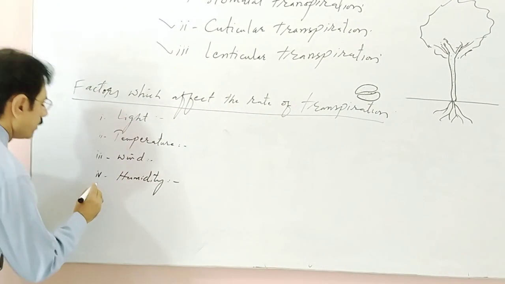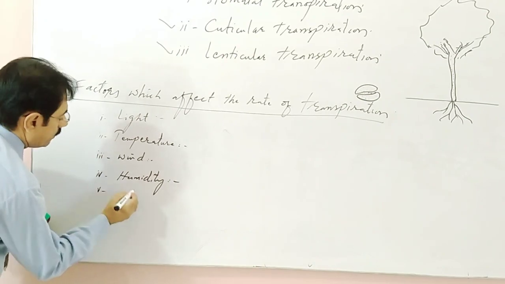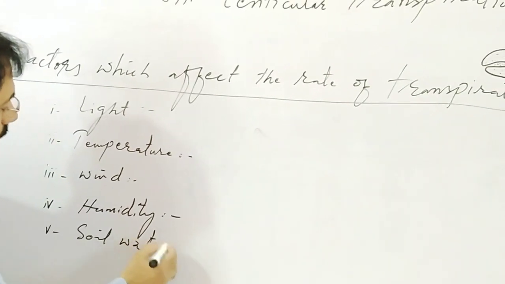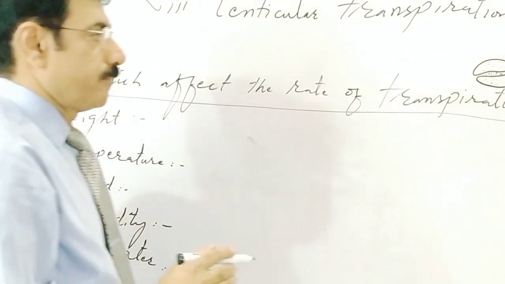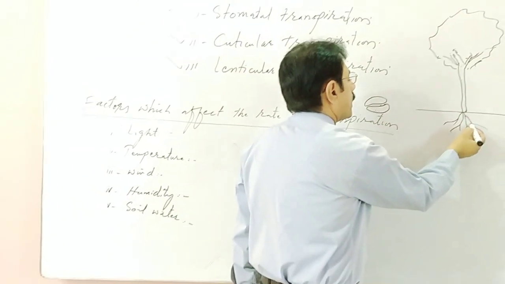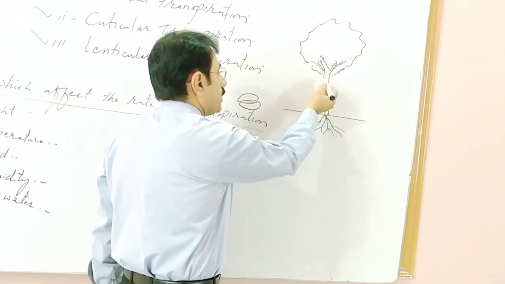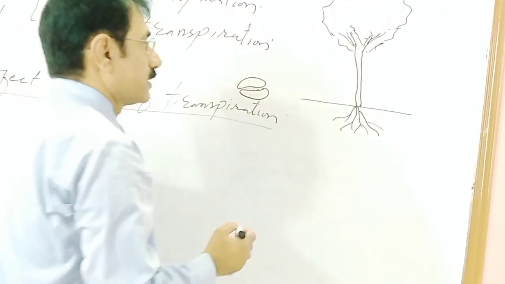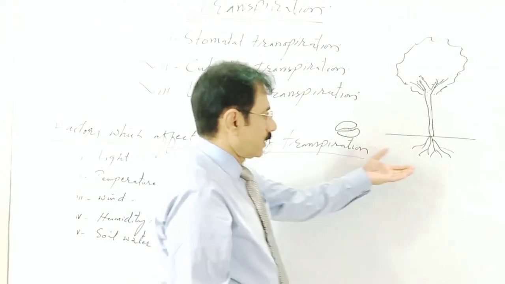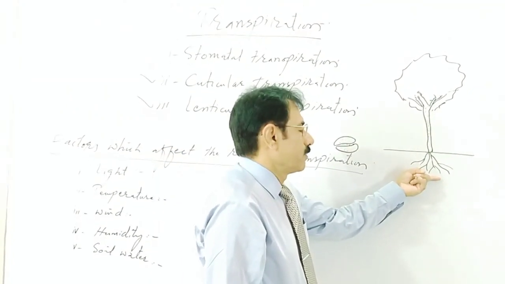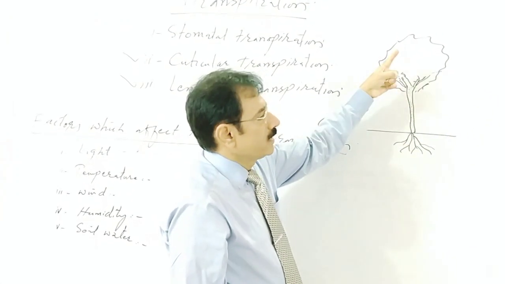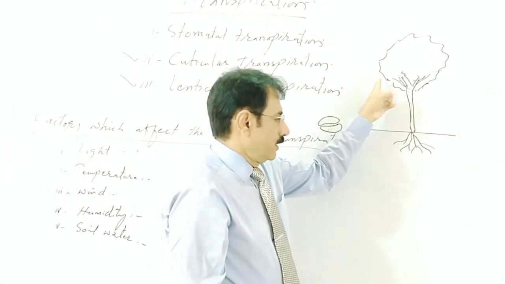And number 5, that is soil water. When the soil is rich in water contents, the rate of ascent of the sap increases, and thus it increases the rate of transpiration. When there is a low concentration of water in the soil, meaning the rate of ascent of the sap will be reduced, naturally the rate of transpiration will be reduced.